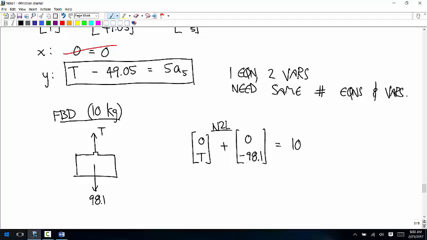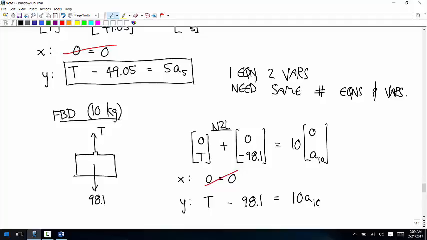And what do we know about this acceleration? The acceleration of the 10 kilogram. Well, this is also going to be vertical, right? So I'm going to call this 0, a10. Turns out there's something else that we're going to know, but we can leave it like this for now, okay? The x equation says 0 equals 0, so nothing there. The y equation says T minus 98.1 is equal to 10a10.